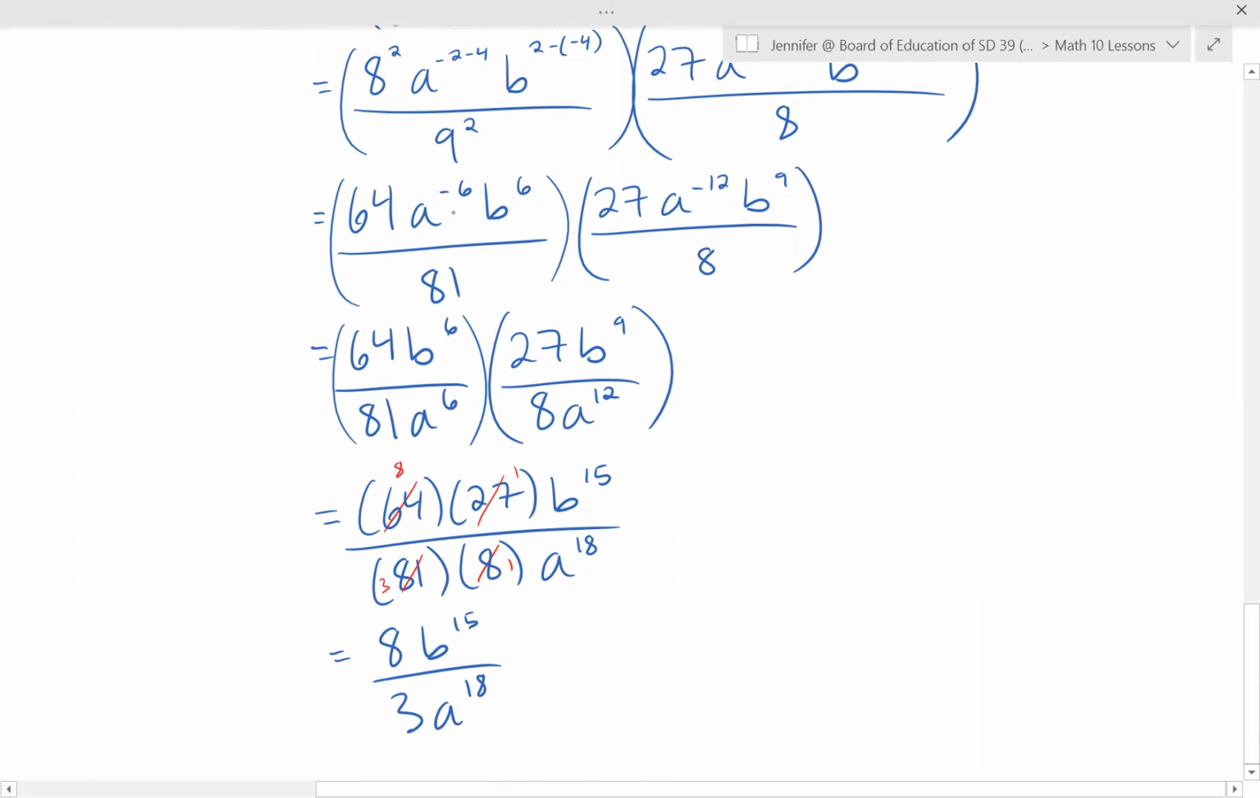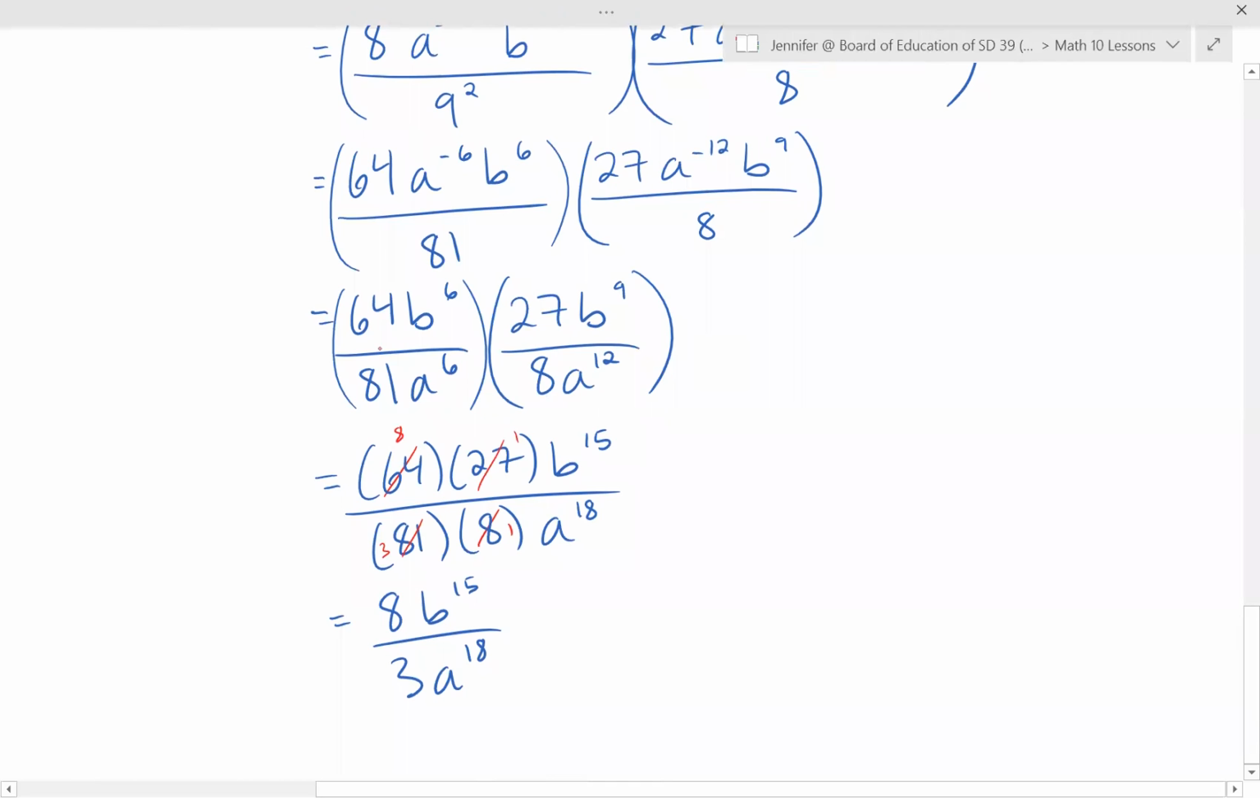I brought the a to the negative 6 down to the bottom so that we have positive exponents. Same thing with the a to the negative 12, I brought to the bottom so it's positive. Then I finally dealt with these two sets of brackets together. So all the constants are getting multiplied. And then I combined the b's and I combined the a's.